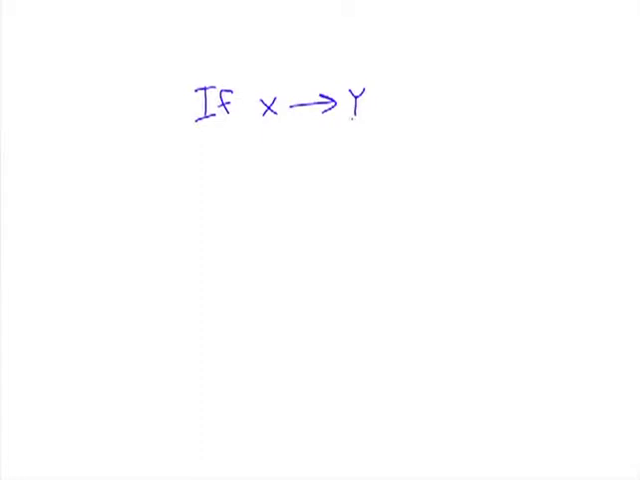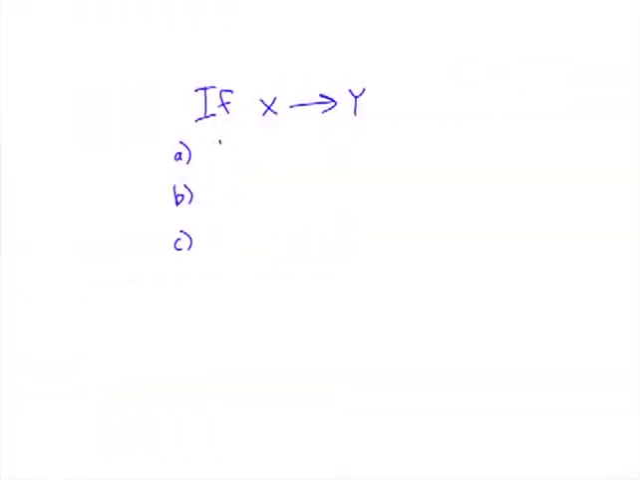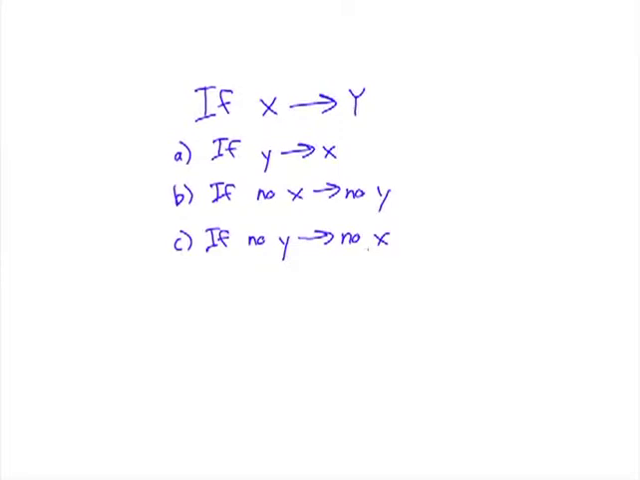The question is, which of the following statements are logical deductions from this if-then statement? In other words, if I know if X, then Y, we're just going to assume that to be true. Which of the following deductions can be made? That is, which of the following must be true? Well, you can think about this a little bit. If Y, then X. If no X, then no Y. Or finally, if no Y, then no X. If you need to, go ahead and pause the DVD and think about which of the following is a logical deduction from this if-then statement.